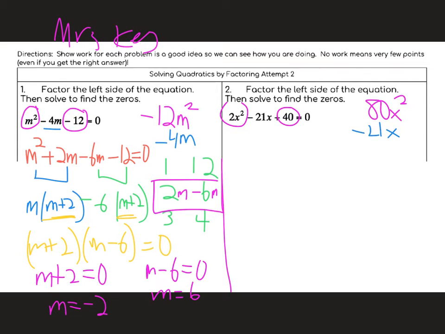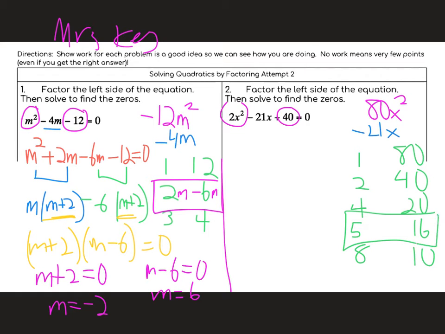Now I'm going to write down numbers that multiply to 80. 1 and 80, 2 and 40, 3 doesn't work, 4 works, 4 and 20, 5 works, 5 and 16. 6 doesn't work, 7 doesn't work, 8 works, 8 and 10. Which of these makes 21? Ooh. These ones make positive 21, but I need a negative 21. If I make those both negative, when I add, I get negative 21, and when I multiply, I get positive 80. So that's going to be what I need.